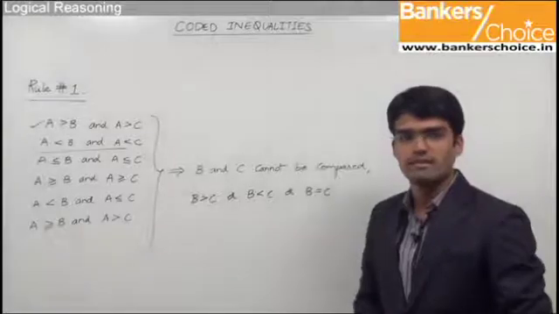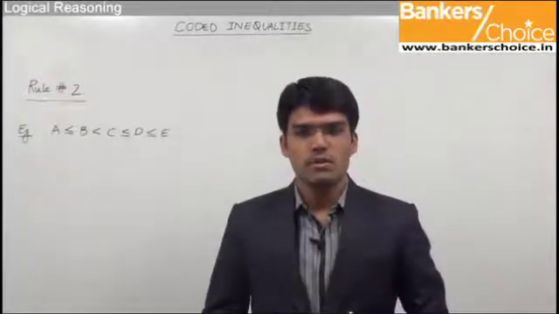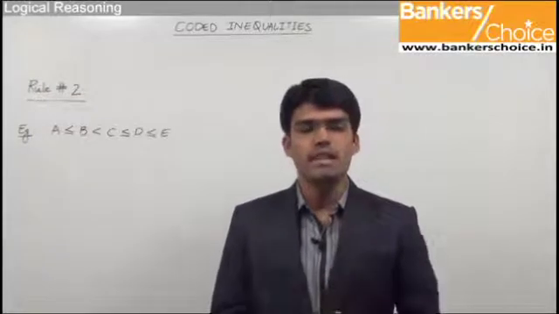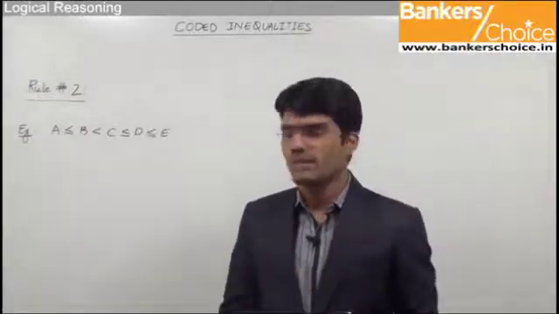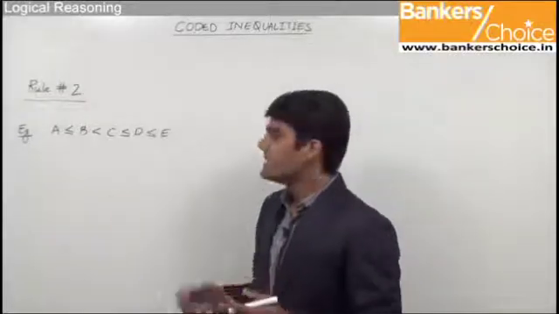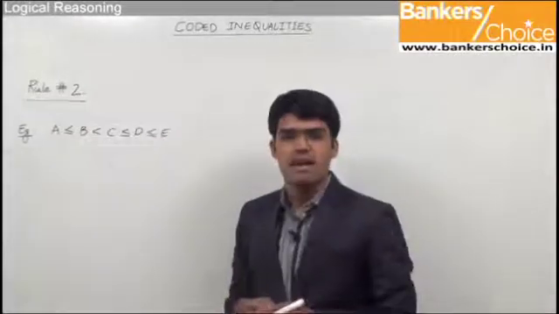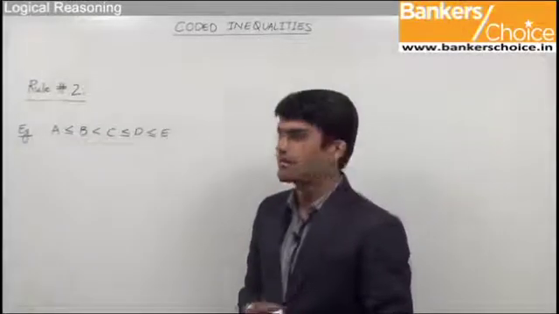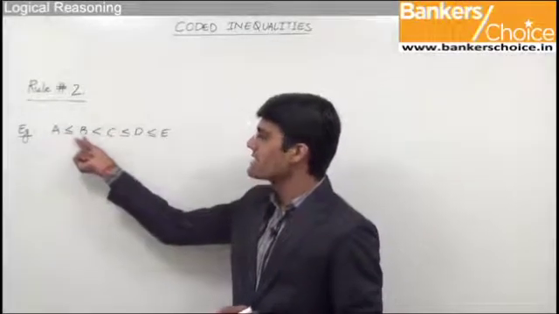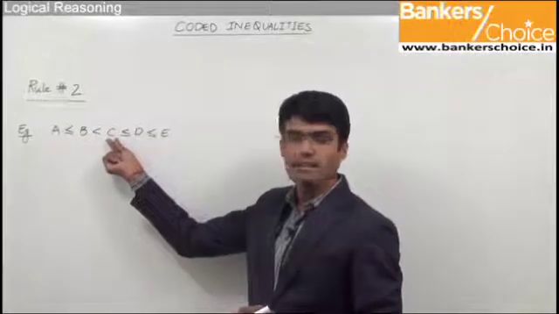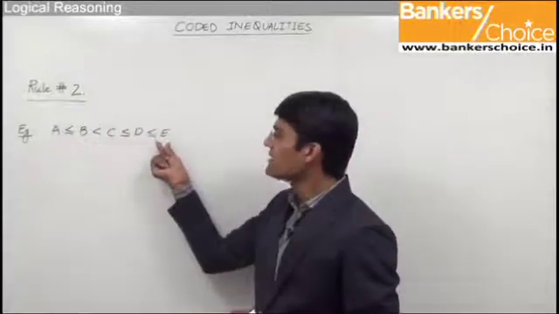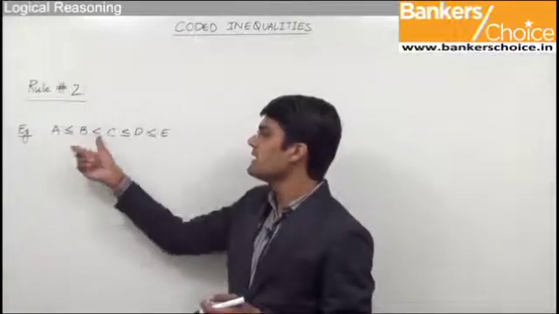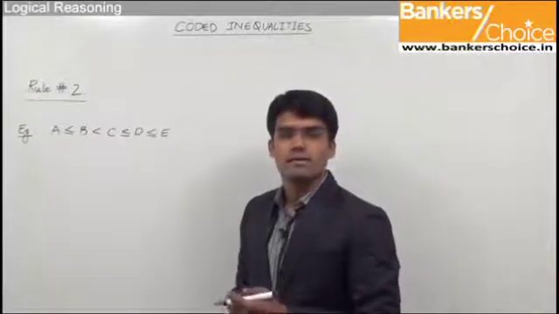Let us now take the rule number 2 from coded inequalities, where we compare any two variables from the given inequation. Let us take an example. As you can see here, a number of variables have been compared and the relationship has been established as given in the inequation. The inequation here is A less than or equal to B less than C less than or equal to D less than or equal to E. Let us now understand how to compare any two variables from this given inequation.